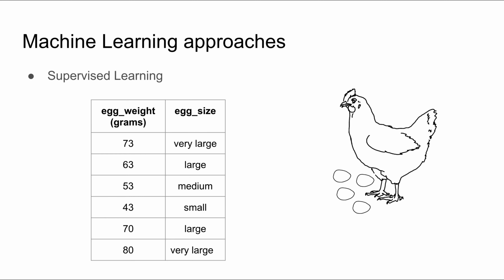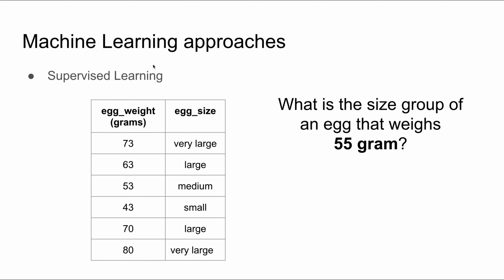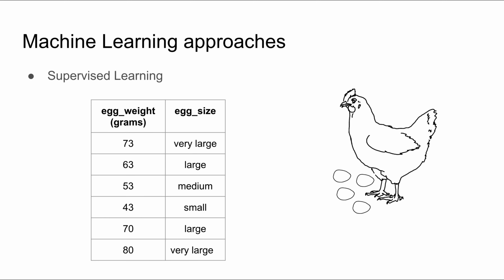So here we have another example. We have a chicken and egg example for supervised learning. Imagine there is a poultry farm, and there are eggs that have been collected. Now each egg is weighed in grams, and that's what we see here in the left hand column. And on the right hand side, we have the egg size. So this would be a label. So each egg is labeled based on the egg size.